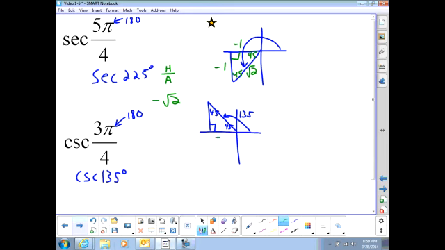The adjacent side would be -1 because it's moving left. The opposite side would be 1 because we're moving up, and we'll have square root of 2. Cosecant is the reciprocal of sine, so we're looking for hypotenuse over opposite. So we'll have square root of 2 over a positive 1, so this will just be positive square root of 2.